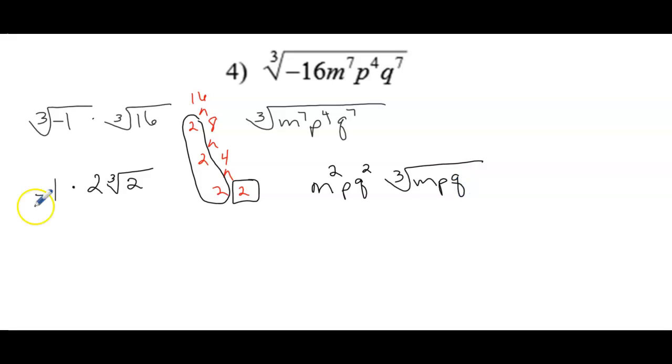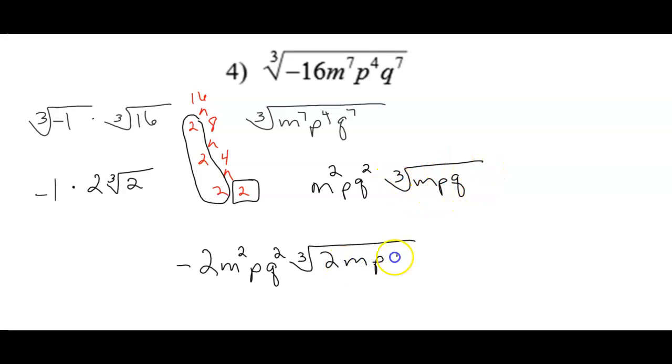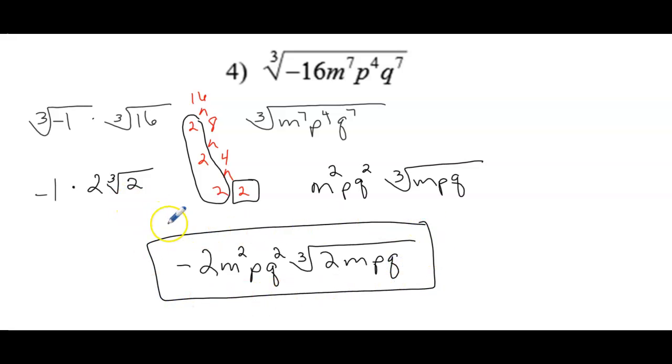Then you put them all together. So -1 times 2 is going to give us -2. All the stuff that's out front, list that first. And then all the stuff that's left underneath the radical. So here we had a cube root of 2, so we have a 2 under here, and cube root of mpq. So you want to kind of join them together.